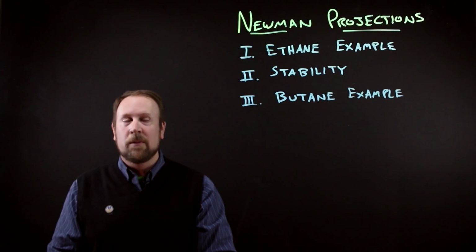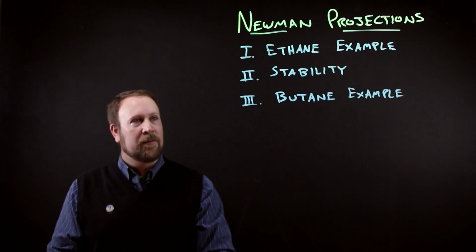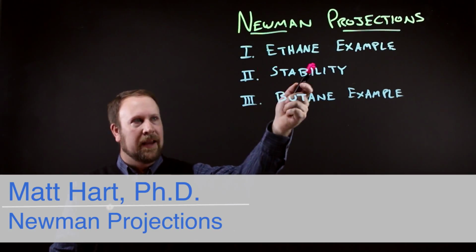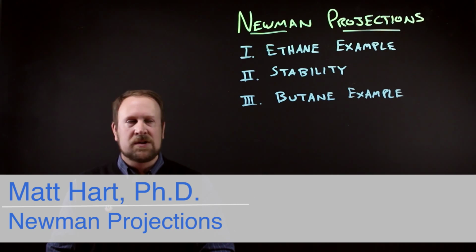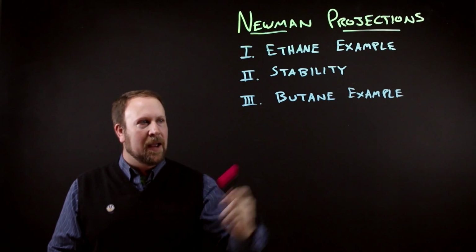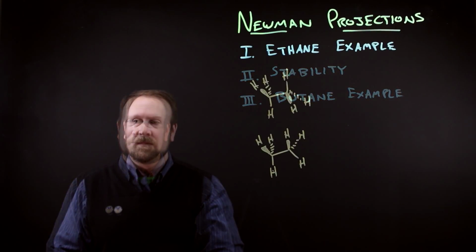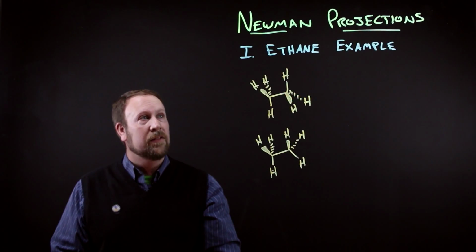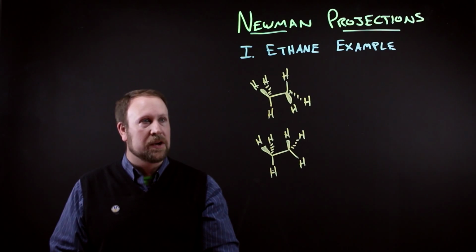In this video, we're going to talk about Newman projections. We're going to start off by looking at a simple example in ethane, and then we're going to look at the origins of the stability in that ethane molecule, and then we'll look at a more complicated example in butane. So now let's take a look at our example of ethane when we look at Newman projections.